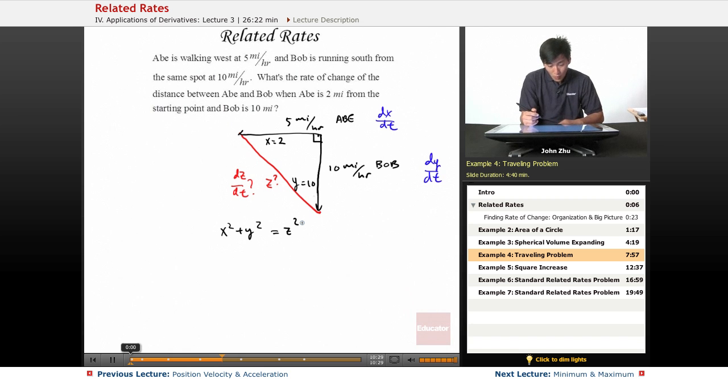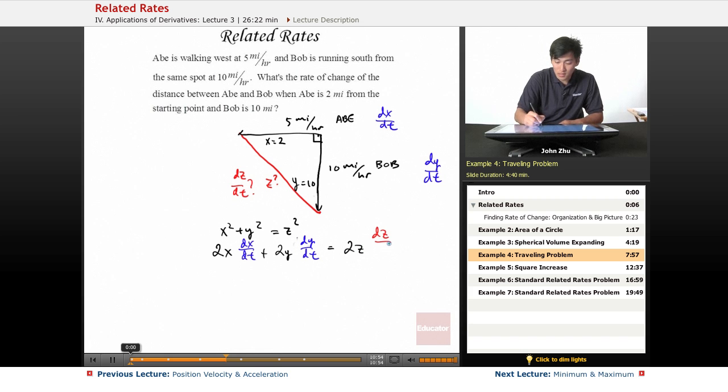So let's take the derivative of this expression, 2x dx/dt plus 2y dy/dt equals 2z dz/dt, which is our final value that we're looking for. So now we need dx/dt, which we know, dy/dt, which we know, x, which we know, y, which we also know. So what is z?